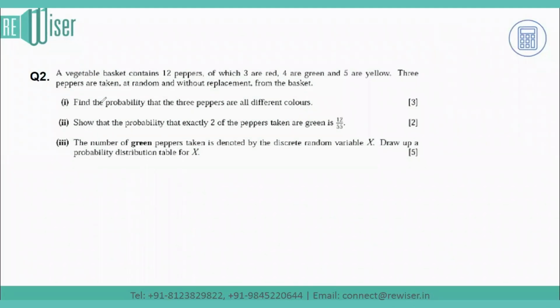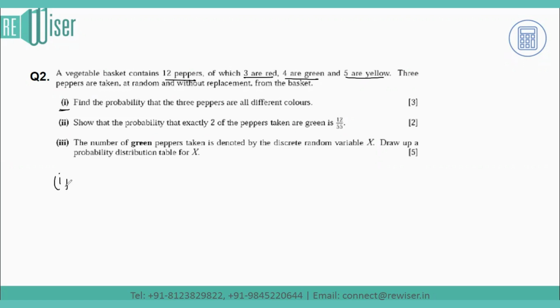Hello students, the question says a vegetable basket contains 12 peppers, out of which 3 are red, 4 are green and 5 are yellow. 3 peppers are taken at random and without replacement from the basket. The first question says find the probability that the 3 peppers are of different colors.